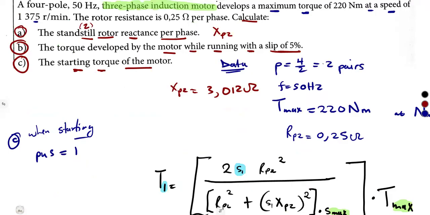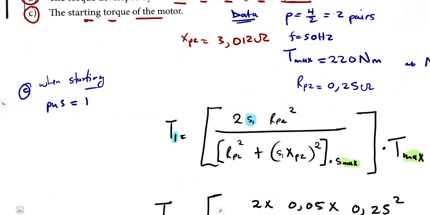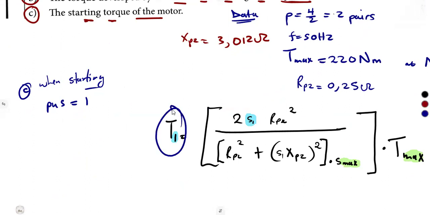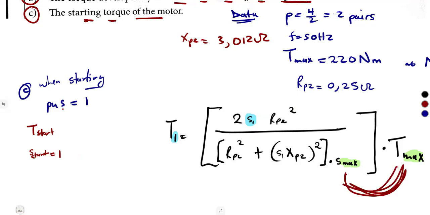So in our condition, at starting, I'm going to come back here to our formula. Remember we said T1, the torque that happens at this slip. So we are starting, so we can just call it T start. The slip we are talking about is at starting also, which is 1. Per unit slip when you're starting is 1. These two go hand in hand, just like the maximum slip and the maximum torque.